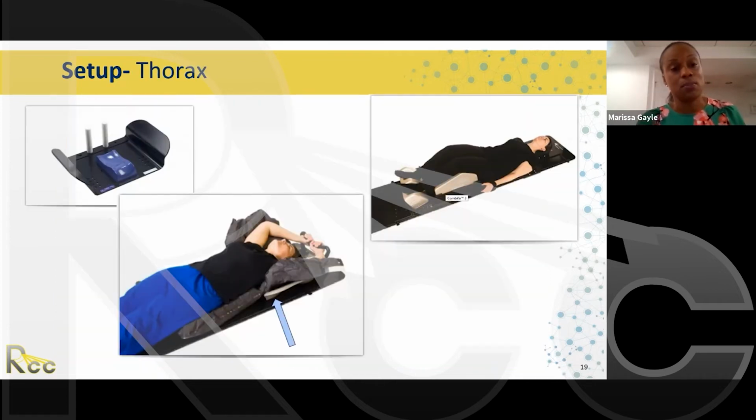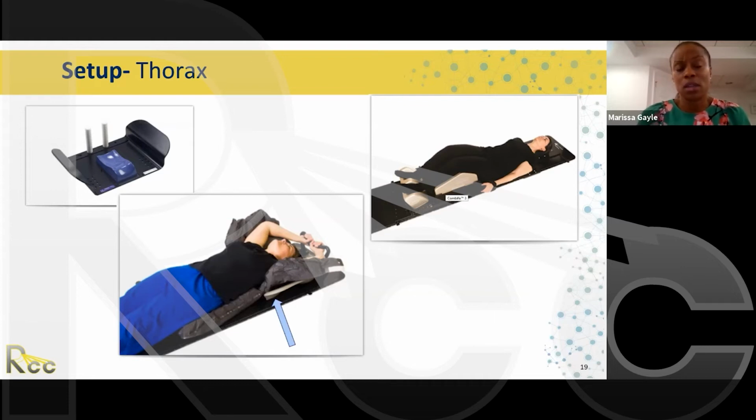The next setup is a thorax. Like we said earlier, when we're scanning the thorax, we will want to get from the top of the apex all the way through to the diaphragm. Different sites set up their lung patients differently. Whatever your doctor likes and works for you, that's what your site does. So nothing's right, nothing's wrong.